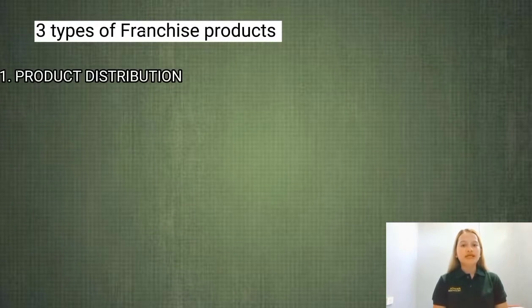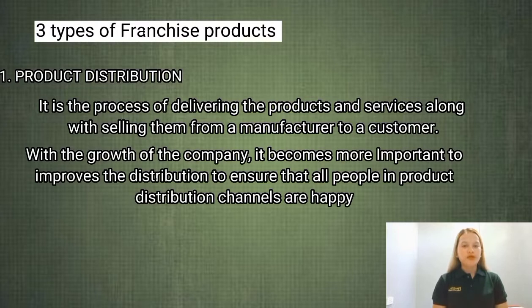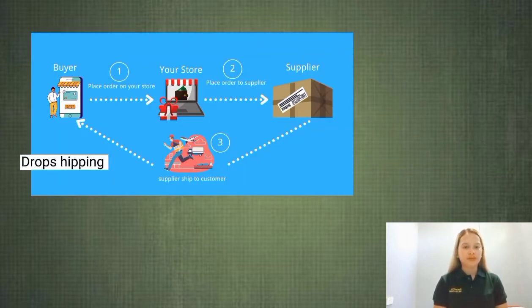Distribution. It is the process of delivering the products and services along with selling them from a manufacturer to a customer. With the growth of the company, it becomes more important to improve the distribution to ensure that all people in product distribution channels are happy. Example of distribution is drop shipping.